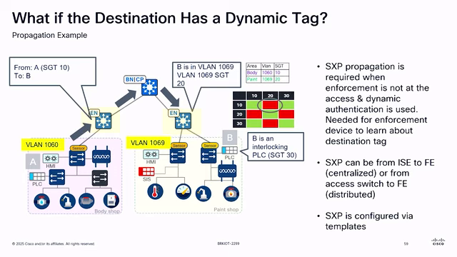If you are authenticating something dynamically that is not at the enforcement point, the enforcement point needs to know: what is the identity of that device? What is the group that belongs to that device? So for that, we can use SXP. And this is a case in which we are using SXP in an SD-Access network to communicate this tag to the fabric edge so it can get the proper treatment.